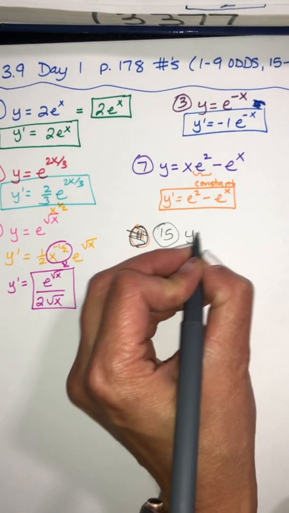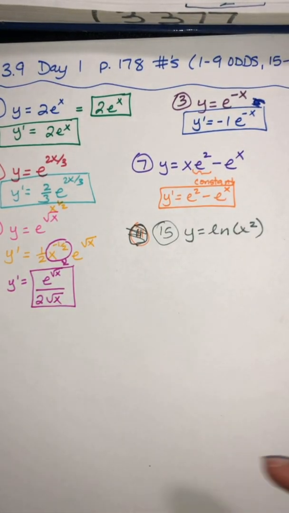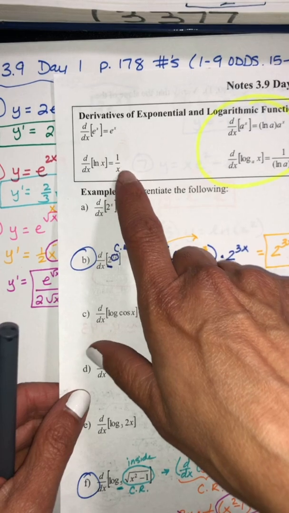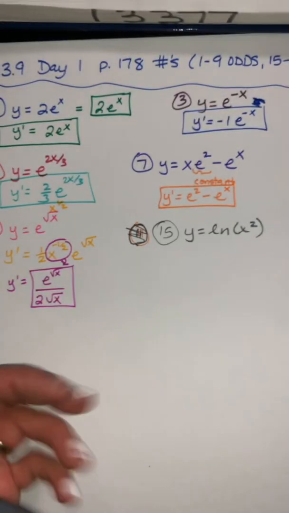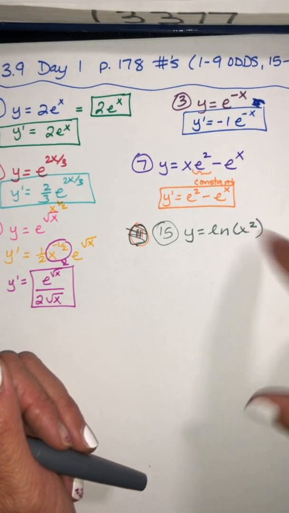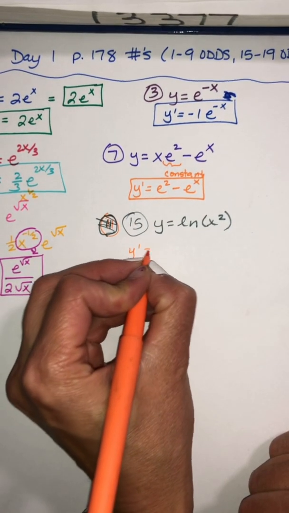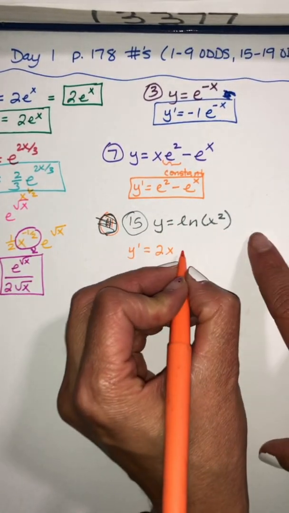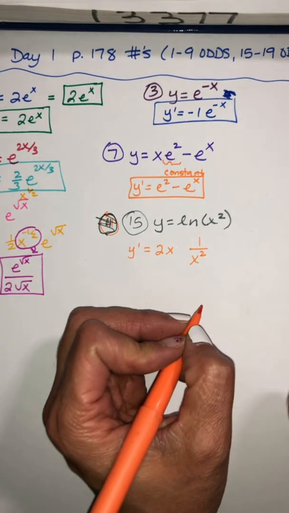Number 15 is y equals the natural log of x squared. And we need to take its derivative. It's under the same set of directions as 1 through 9. So we've got a natural log, and whenever we have a natural log, it'll be 1 over whatever the x is. Okay, and the x is whatever is in the natural log. So our x is the x squared there. So we're going to take its derivative. So we'll have y prime equals, well, the derivative of an x squared is a 2x. And then this will turn into 1 over x squared because that's the input value.